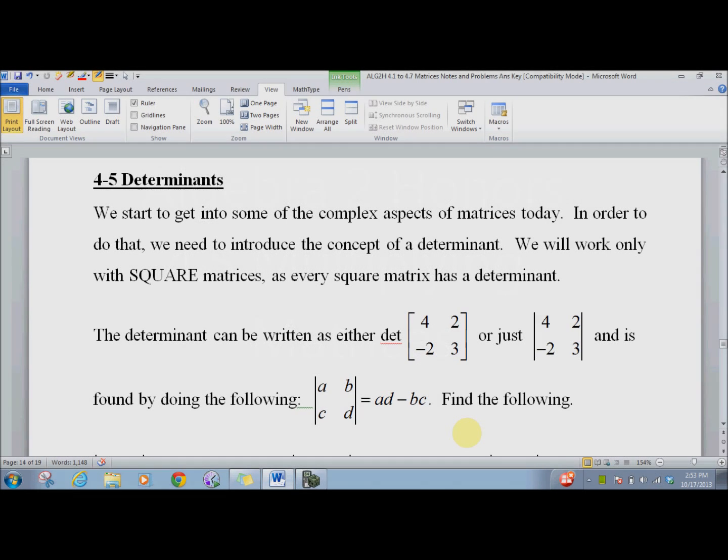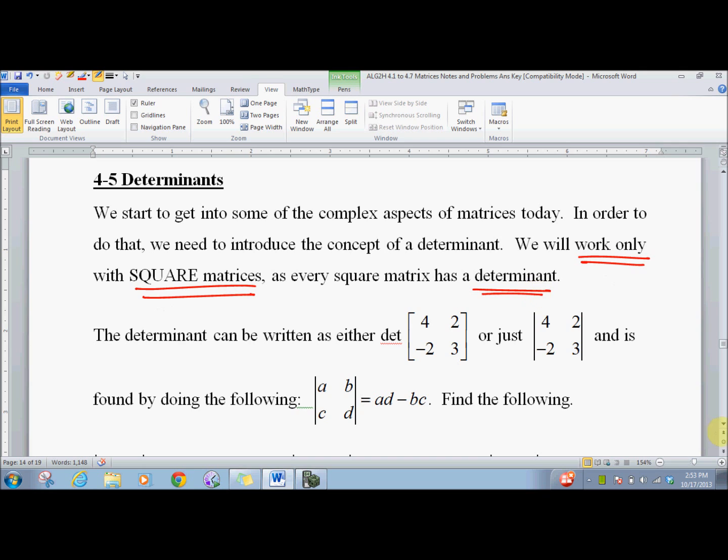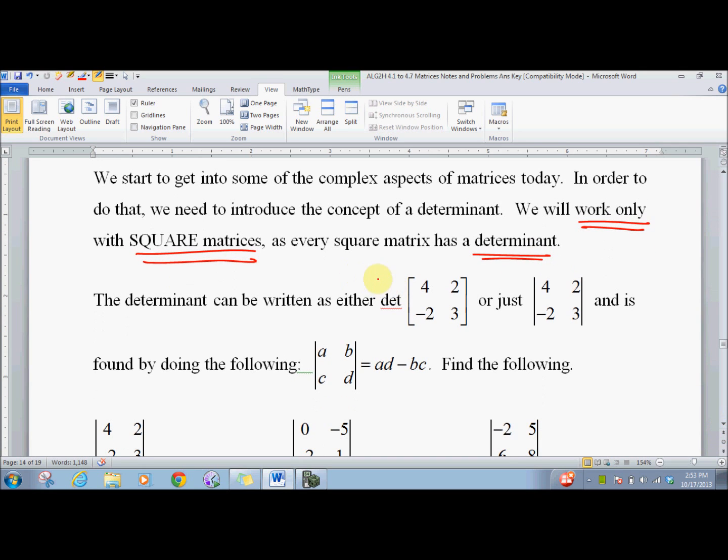Lesson 4 or 5, Determinants. So things get fairly complex today. And again, I don't have a direct application to start off. I talk about determinants. We can only work with square matrices, and we're going to find the determinants for the matrices. So this means find the determinant of the matrix.